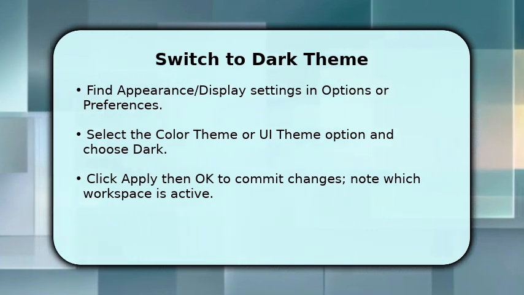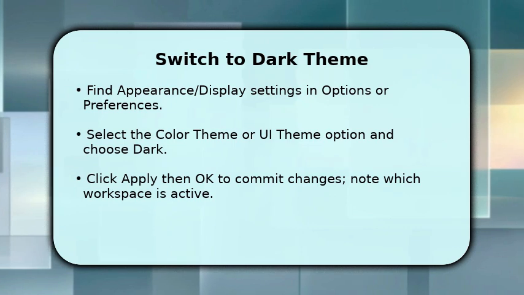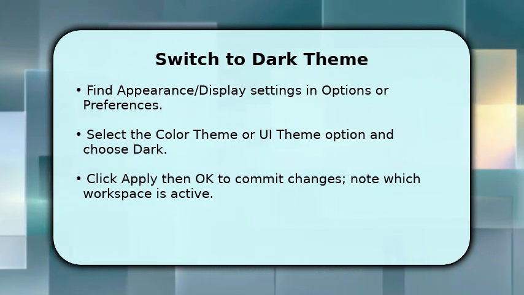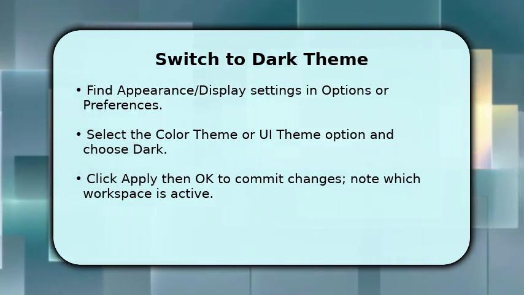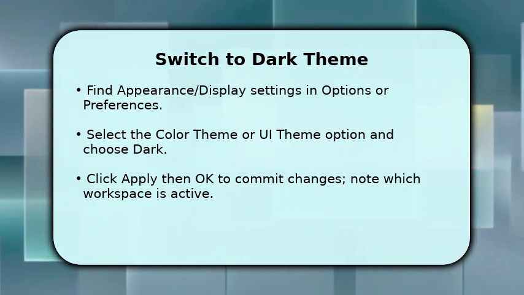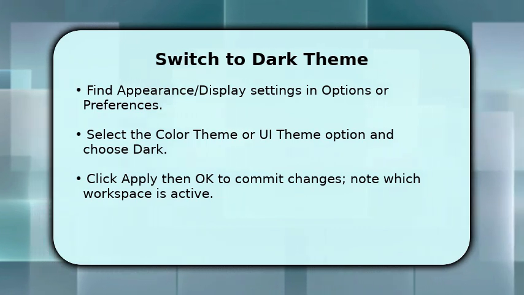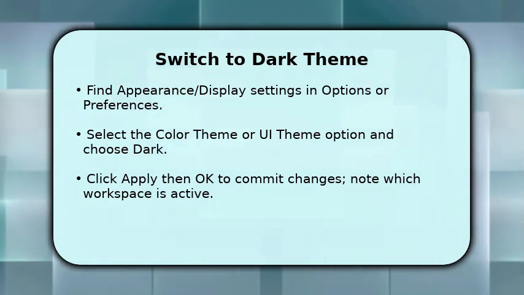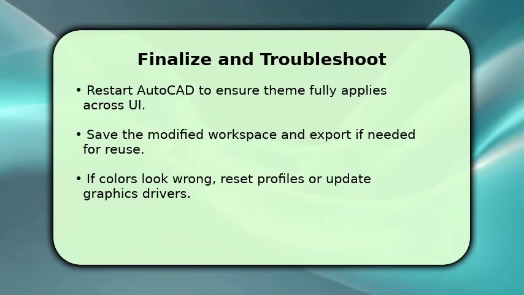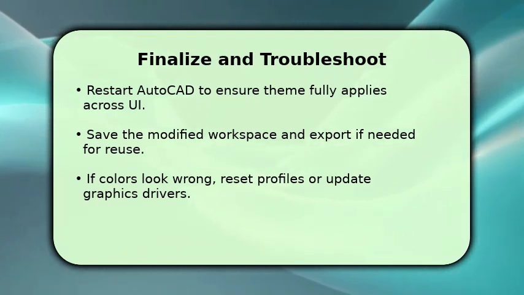Make sure your active workspace remains the one you saved earlier, because some workspaces store color settings. If not, save this workspace again. Finish by restarting AutoCAD so all palettes and ribbon elements refresh with the dark theme. Once restarted, save the updated workspace and export it if you want the same setup on another machine.